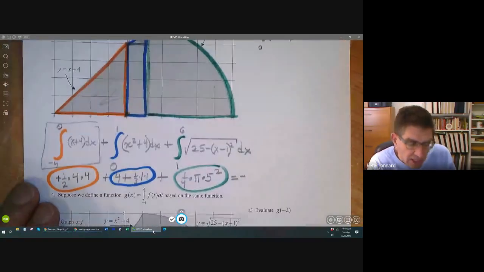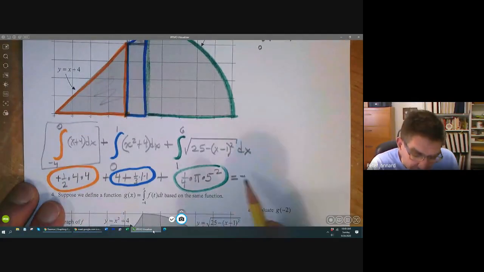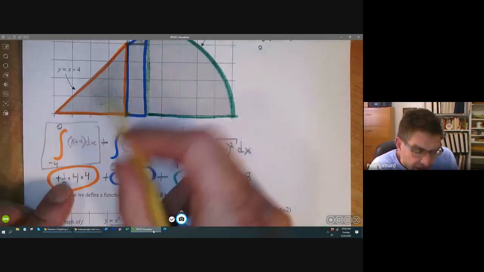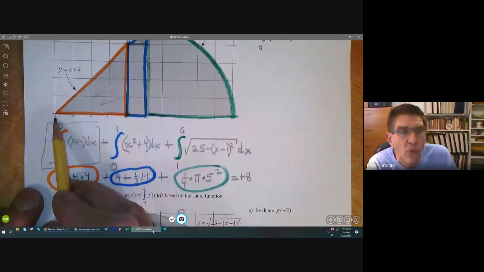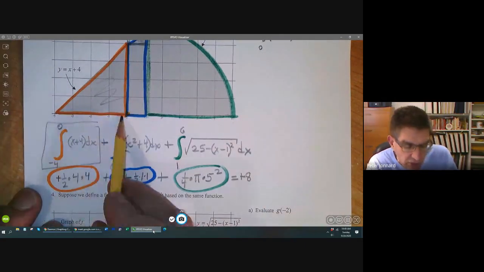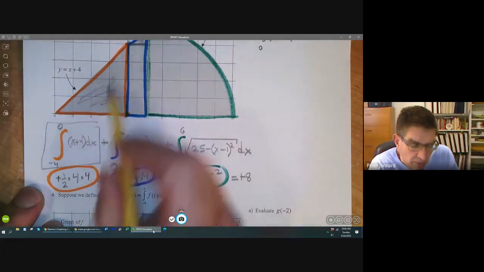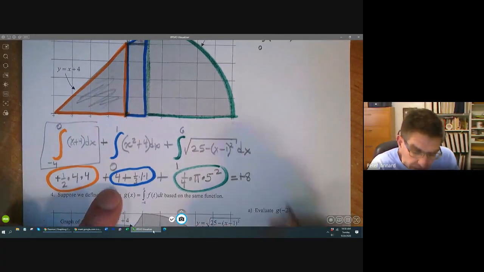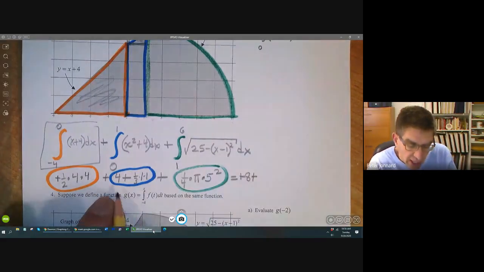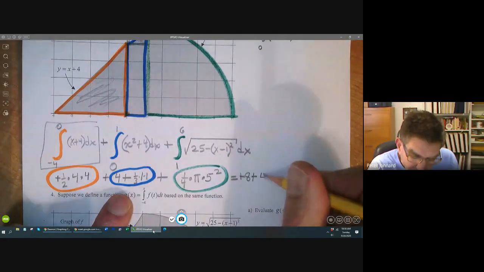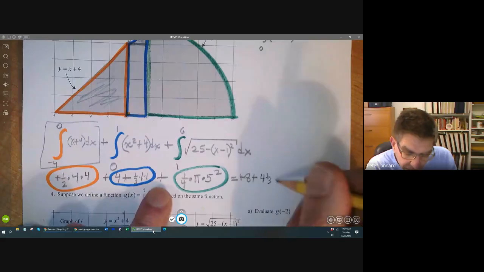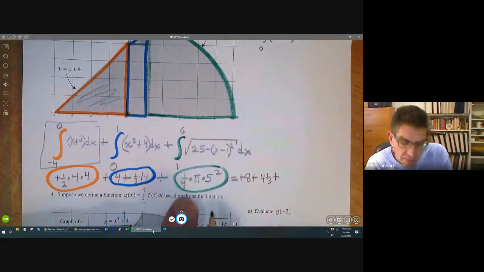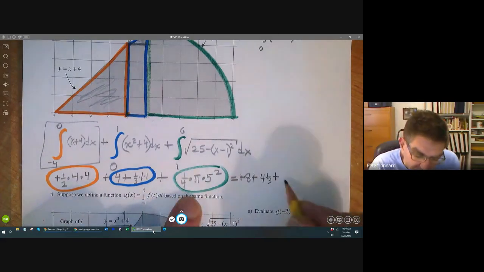Anyway, this area would be 1/2 times 4 times 4, positive 8. It's above the x. Oh, I guess I was thinking it was -4. I was going from -4 to 0, but this area here is above the x-axis, and that's why I screwed that up. That would be positive 8. Okay. And then plus 4 1/3. Okay, and then plus, this would be 25 pi over 4.